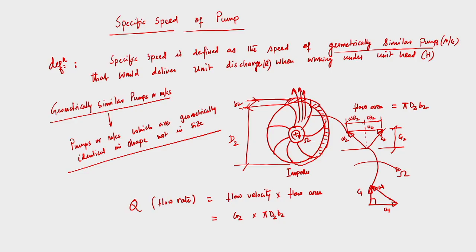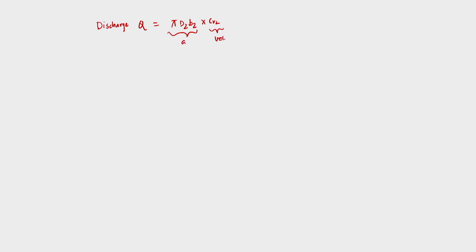So now, from this expression I can obtain the discharge; pi is constant. If I go to my next slide, I have obtained the discharge Q equal to pi D2 B2 into CR2. So this is area and this is velocity, of course flow velocity. From this expression, I can write that Q varies as CR2 into D2 into B2, because pi is constant. So Q varies as flow velocity, diameter of the impeller at the outlet, and width.